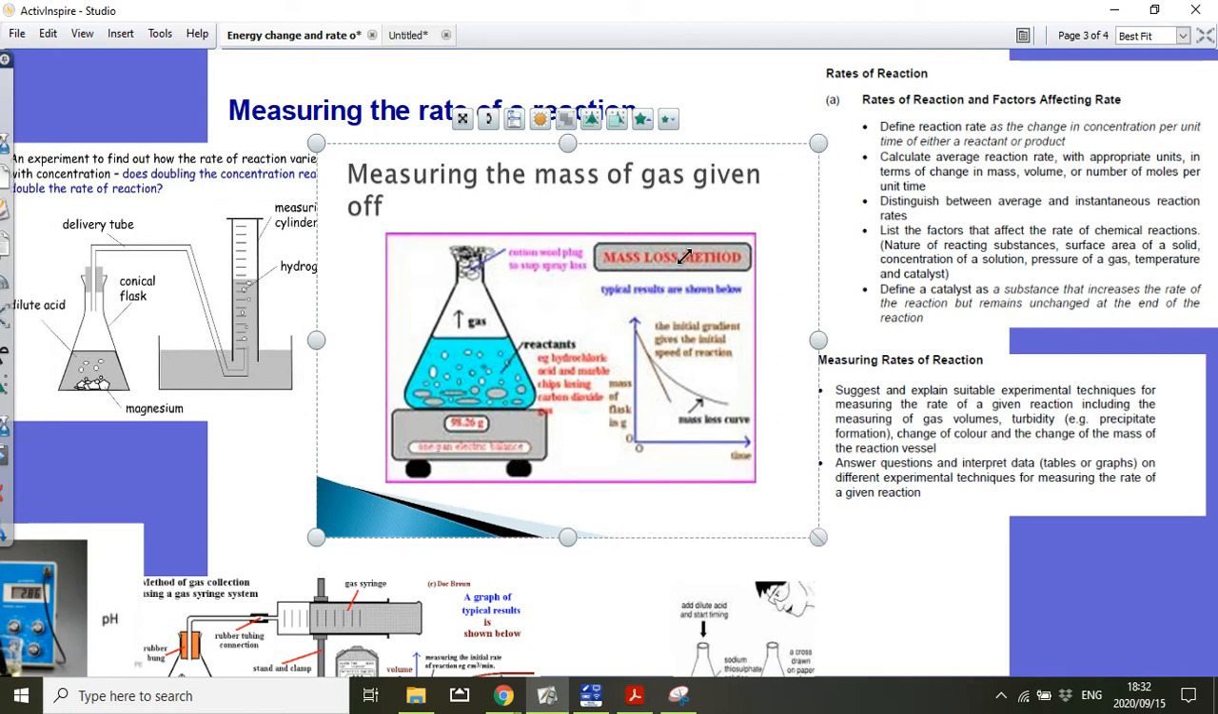You can also measure the gas gain. And please remember that the gas formed is exactly the same as the mass lost, because the only reason why we're losing mass is because the gas is leaving the system.